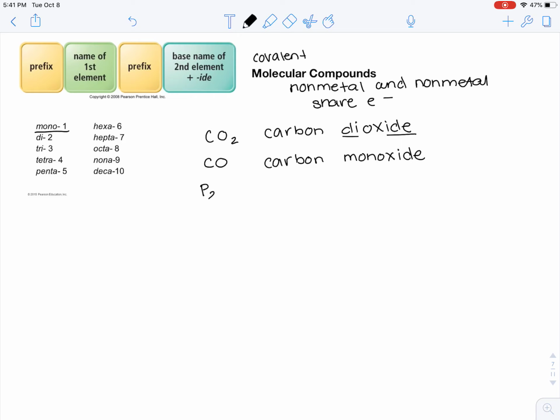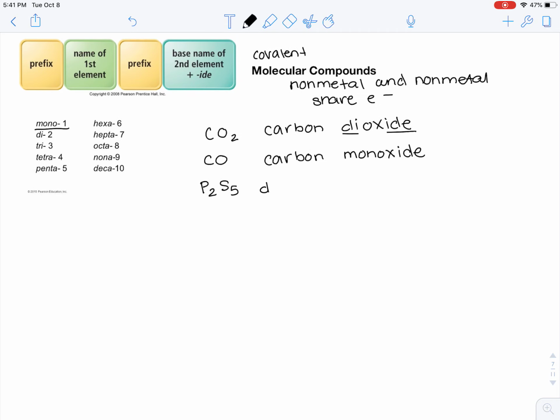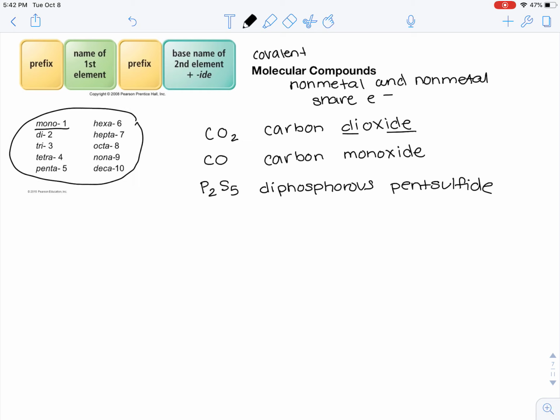What about P2S5? I have 2 phosphorus and 5 sulfur. Now you always only change the ending of the second nonmetal. But this time you have more than one, so you add the prefix. So diphosphorus, penta, or pentasulfide. Usually the A is dropped. These prefixes are the ones that you'll need to use to indicate how many nonmetals you have of each.